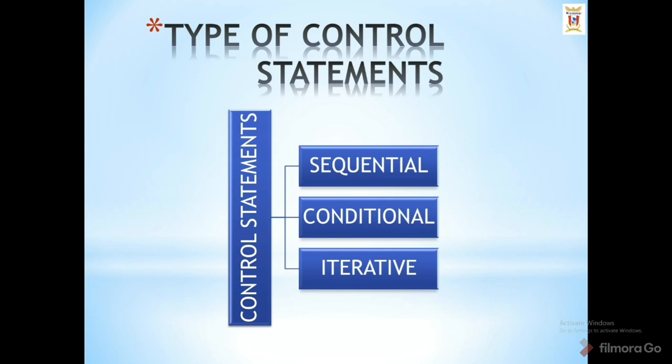The last type of statements are iterative statements. These statements enable the execution of a set of statements to repeat till the condition is true. As soon as the condition becomes false, the control comes out of the loop and the repetition stops.